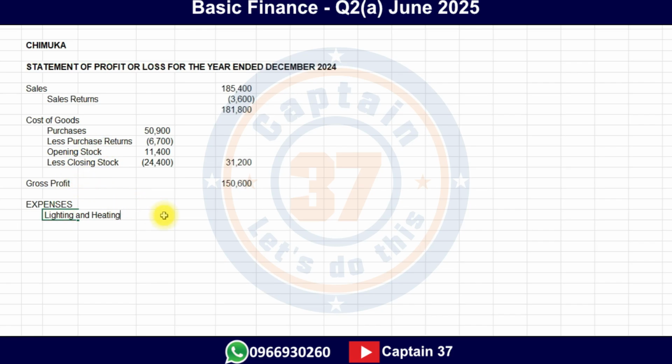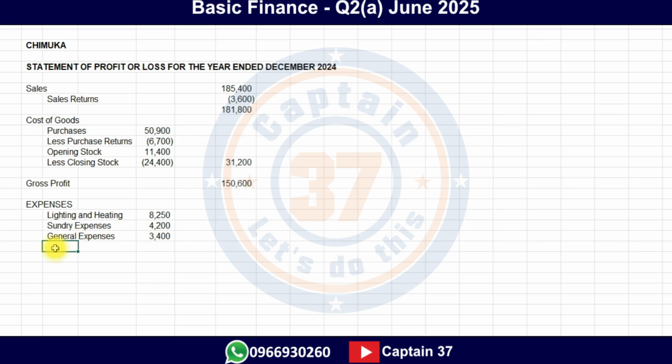What's the value for lighting and heating? We'll put it right over here. The value for lighting and heating is 8250. Then the next on the list is sundry expenses, and the value for sundry expenses is 4200. The next is general expenses. It is good practice to follow them through one step at a time in the list in which they're given. So general expenses, it's 3400.